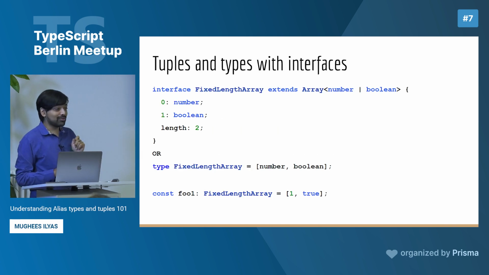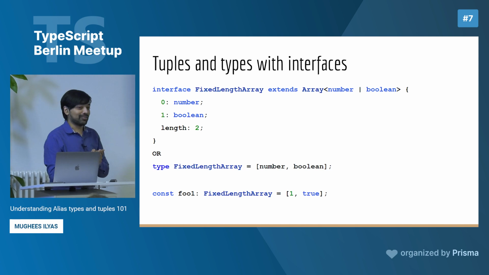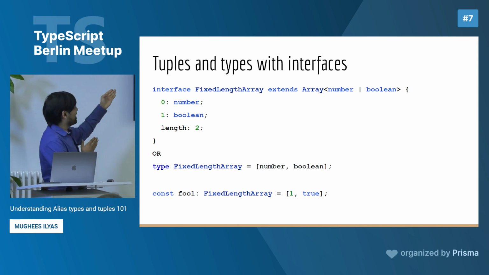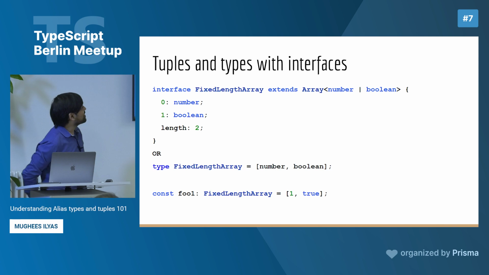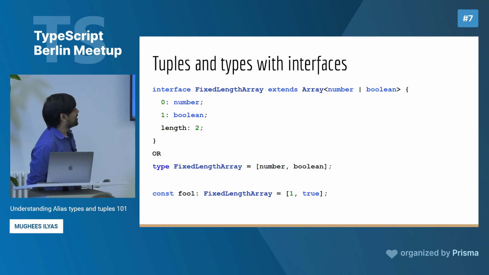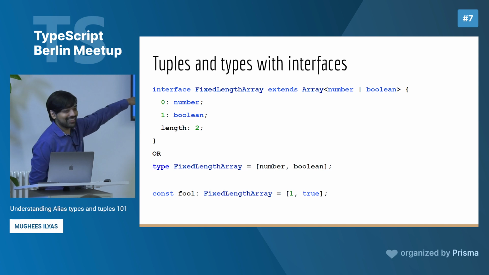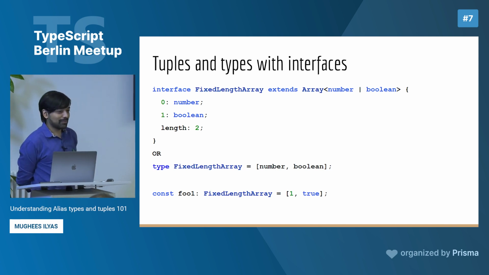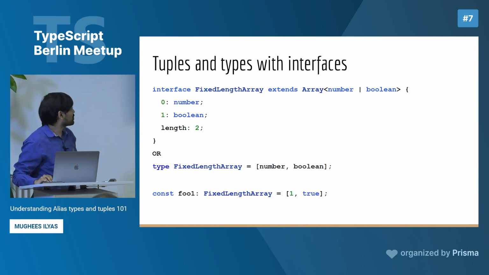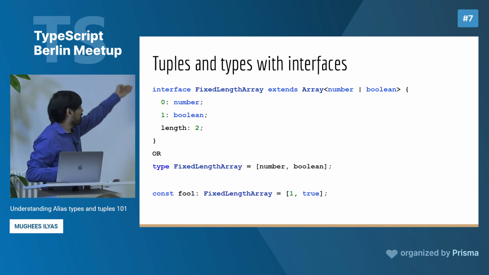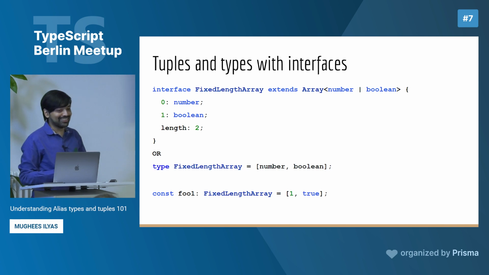You can actually do these tuple things in interfaces as well with something like this. So what you do is that you try to extend your array, and then you say that it will have a number and a Boolean type. And then you define the index in it with a number and Boolean and its length. And then you can use it the same as your tuples. But then obviously it's a matter of choice why do all of this when we can do the simple this.